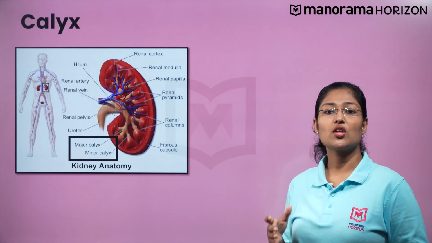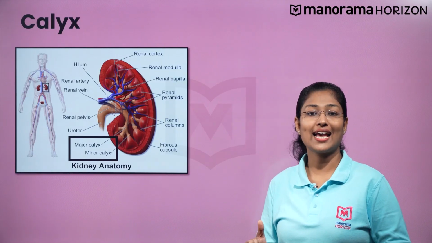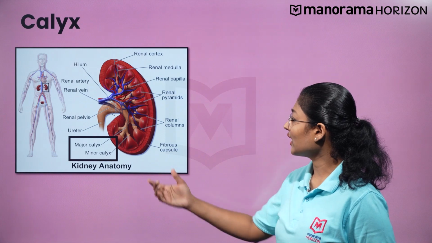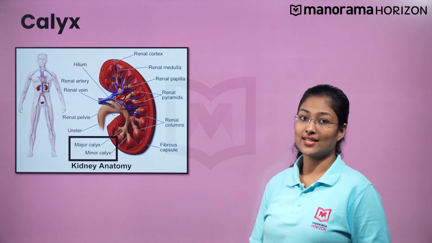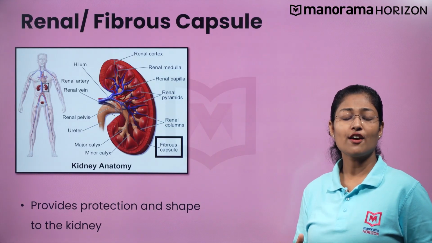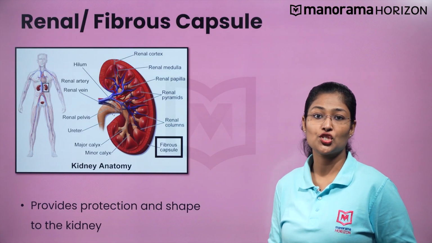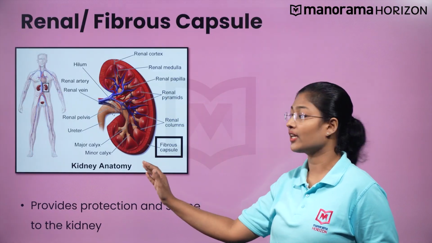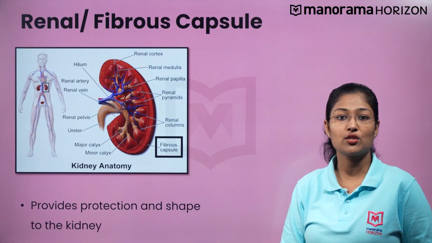The projections of the renal pelvis are called calyces. Singular, we say calyx. Here you can see a major calyx as well as a minor calyx. The renal capsule is a tough fibrous connective tissue layer which provides protection and shape to the kidney. We can call it a fibrous capsule also.